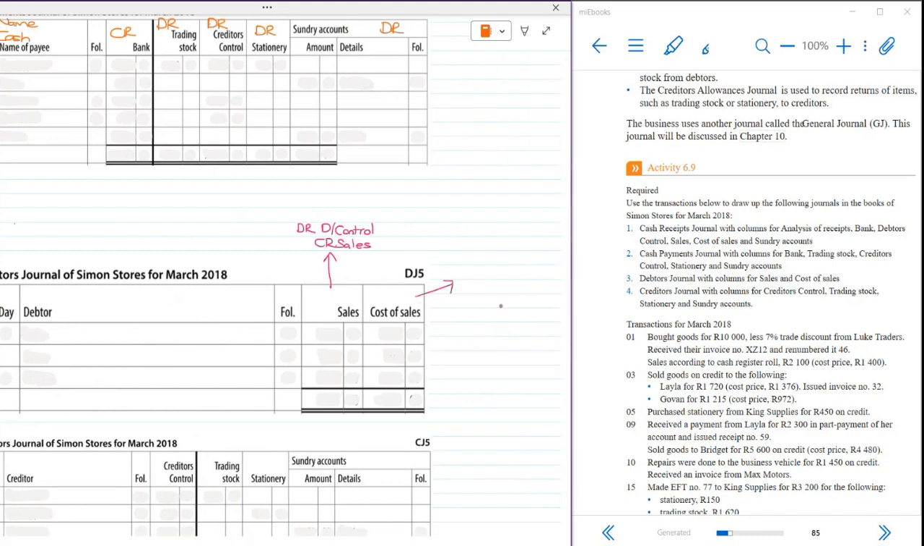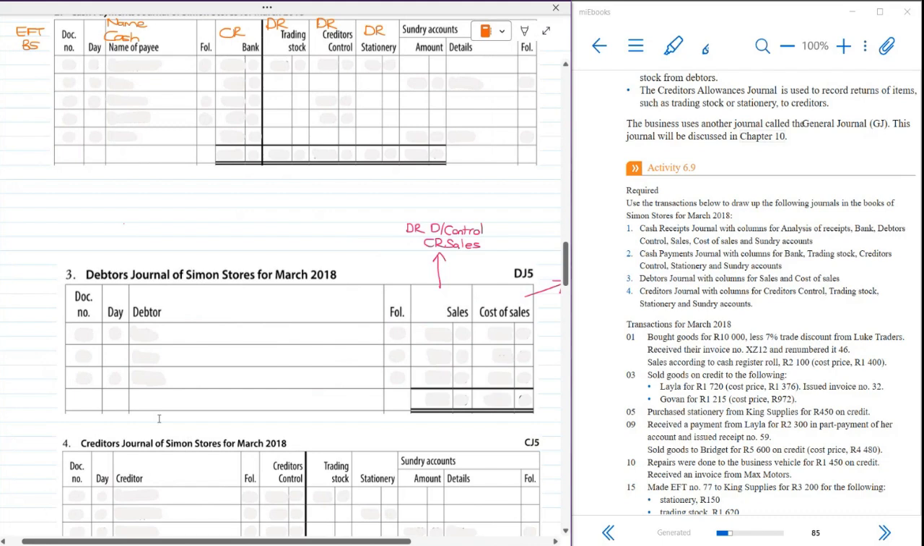Then looking at my cost of sales rule, exactly as my CRJ: we don't have the trading stock anymore, so we need to take it out. We credit the trading stock and we debit the expense cost of sales so that I am able to calculate the profit or the loss that was made on that transaction. For our debtors journal, we only have one source document, and that is a duplicate invoice. So we give the original to the client and we keep the duplicate of it. And then the debtor, we will write the name of the debtor.